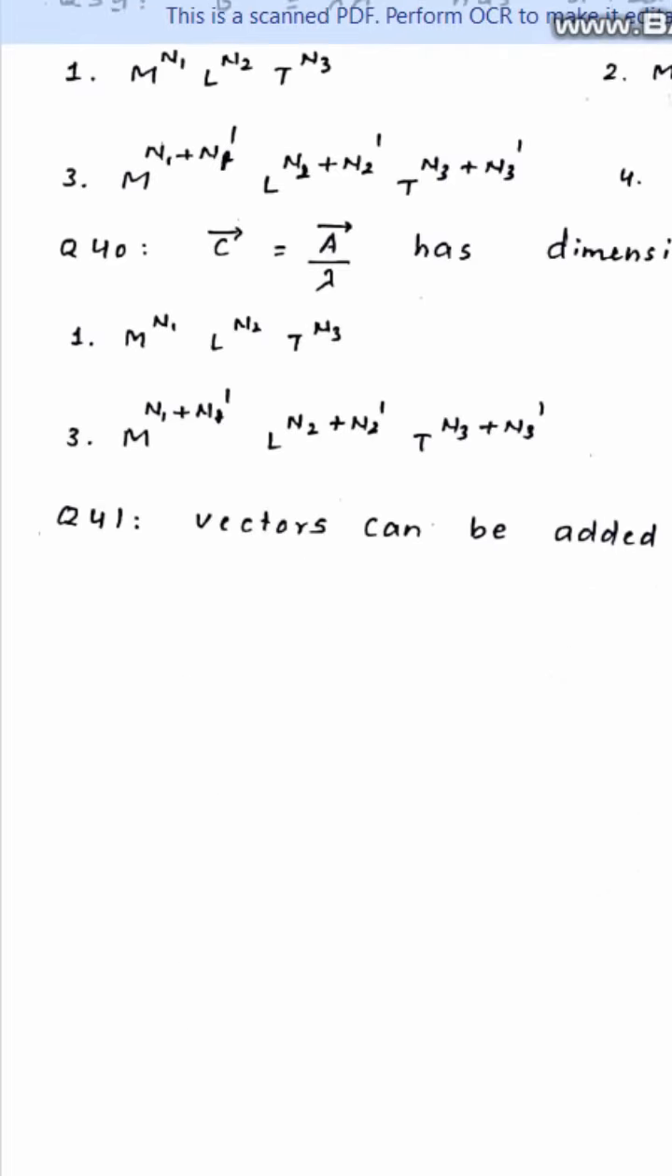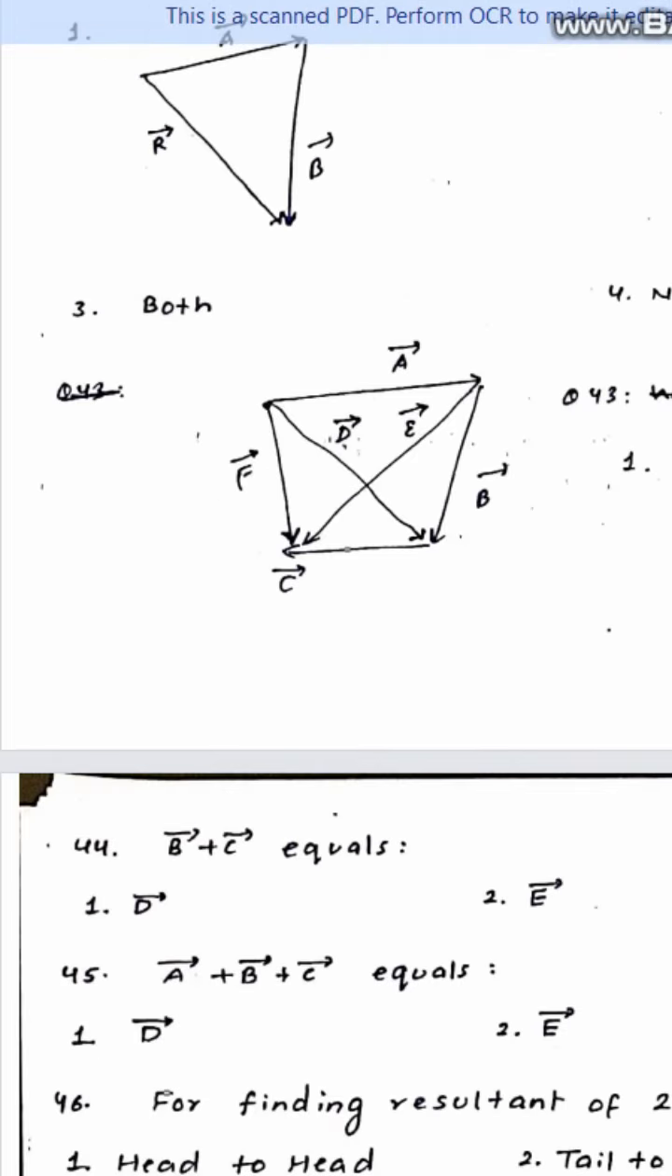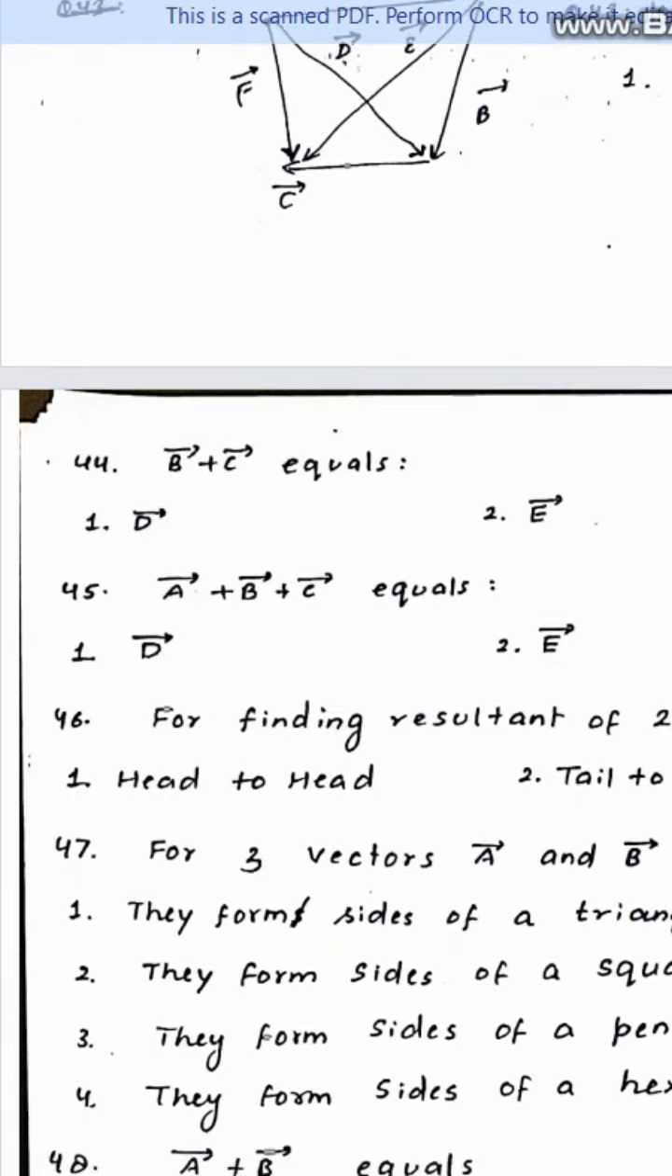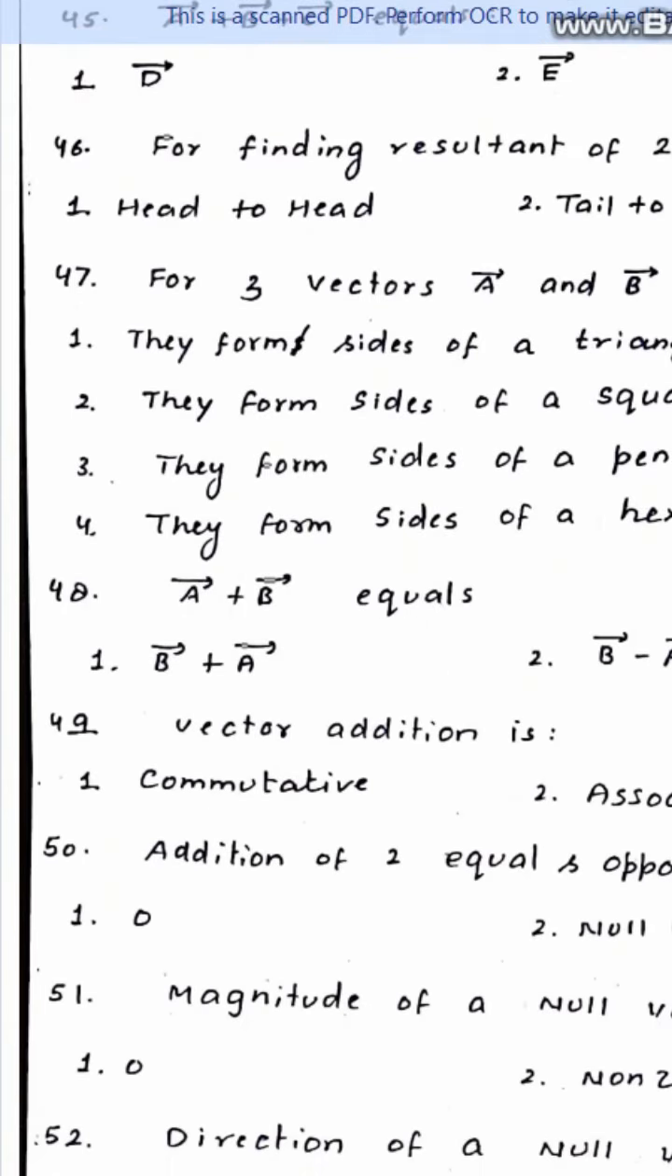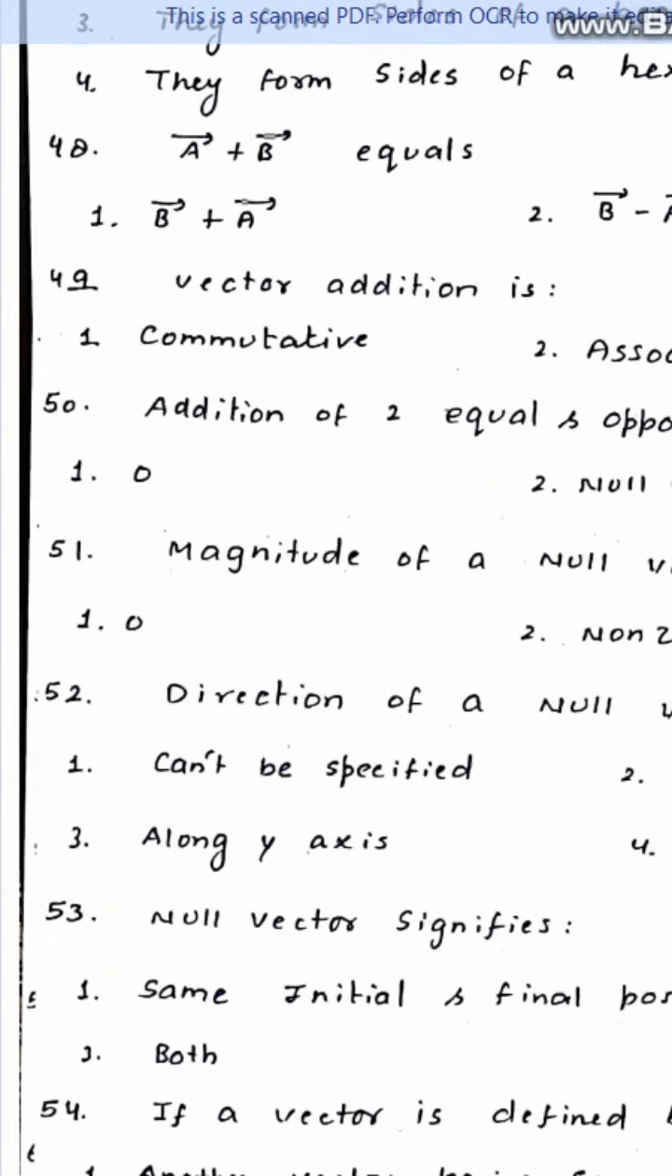Then we have addition of vectors. Then we have triangle law. Then we have addition of vectors in different combinations. Then we have resultant. Then we have three vectors, a, b and a plus b. Then we have a plus b vectors equals to what? Then vector addition rules are there.